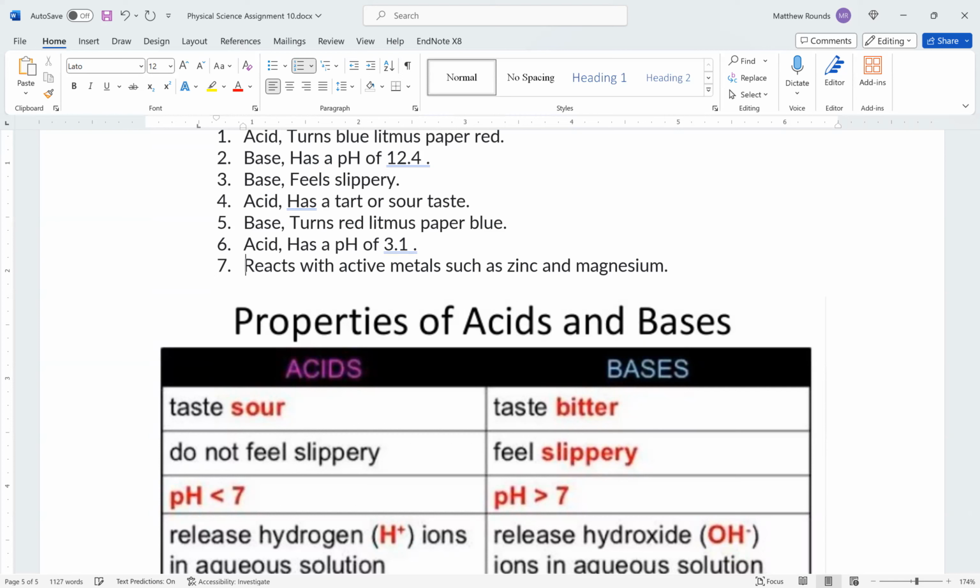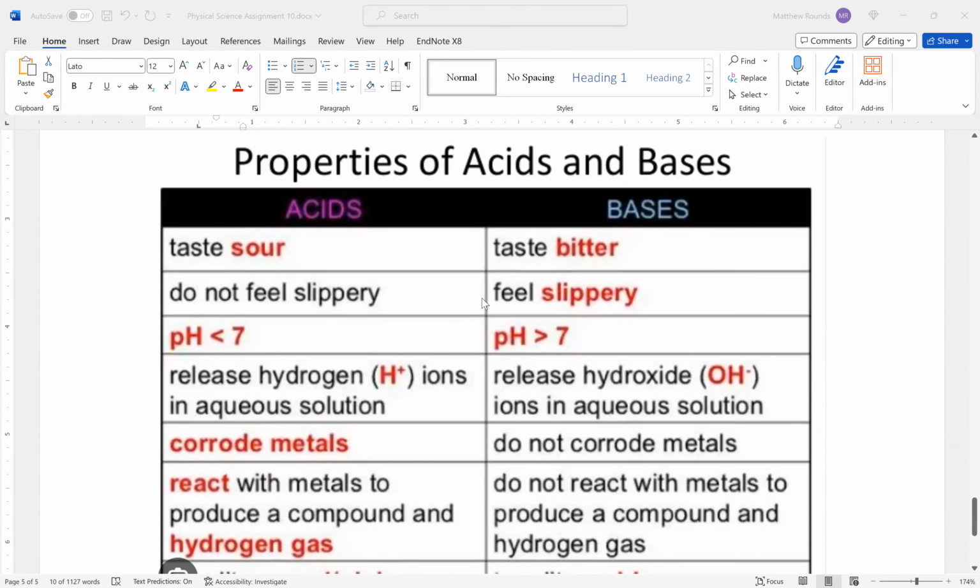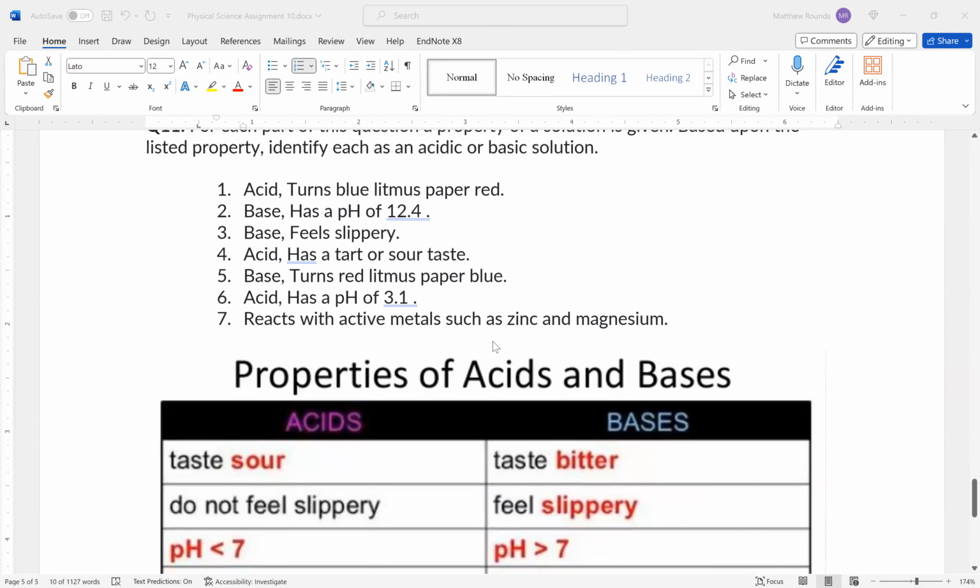All right. Reacts with active metals such as zinc and magnesium. You may want to search for that one on the internet. Let me go ahead and put that in the chat. Well, it says acids do react with metals while bases don't, so I assume it's acid. That's right. It is an acid. You need to Google when you read the properties. That is true.